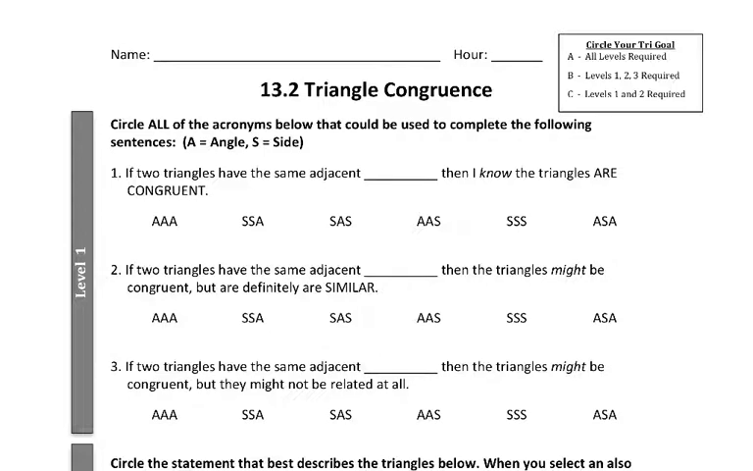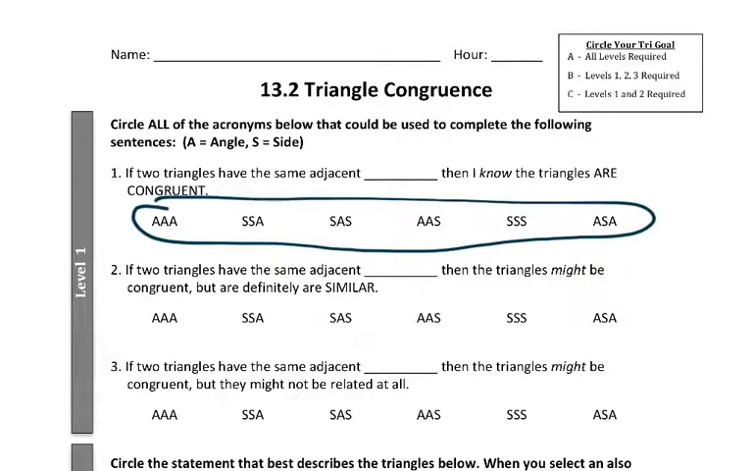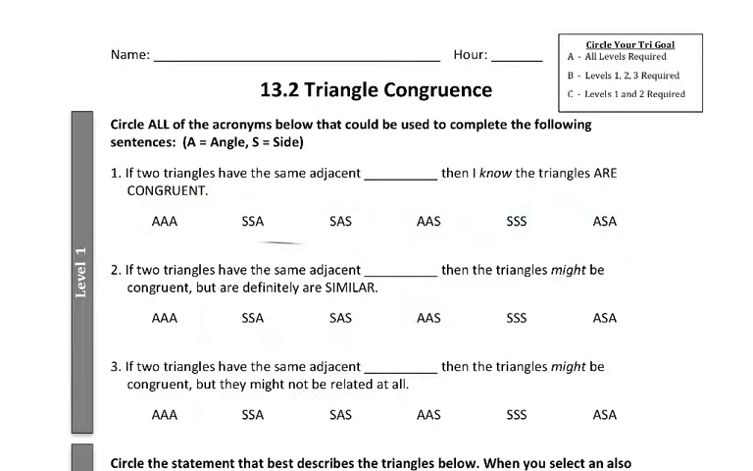Okay. So, the instructions on level 1 say circle all of the acronyms. An acronym is just where we take the first letter of things and put them together. Like what you're seeing down here, these are different acronyms because they're single letters that represent a bunch of words. So we want to circle the acronyms that could be used to complete the sentences. So, question 1. If two triangles have the same adjacent blank, then I know the triangles are congruent.